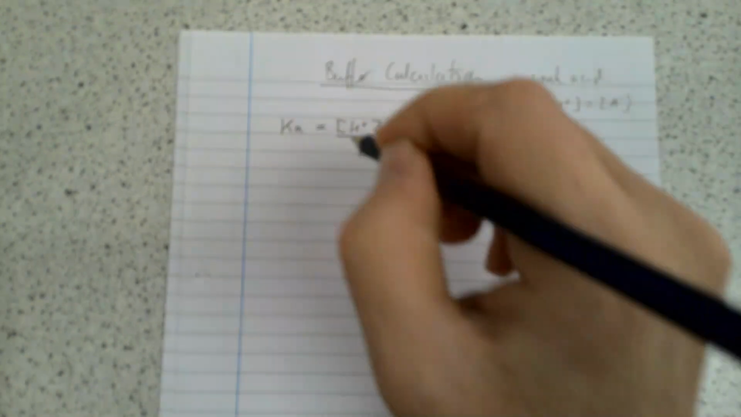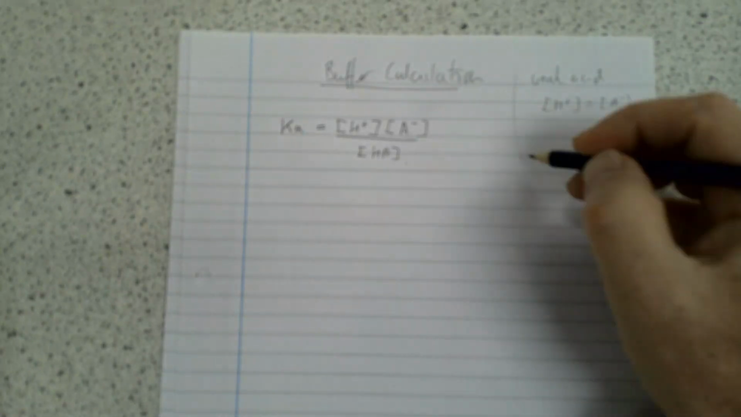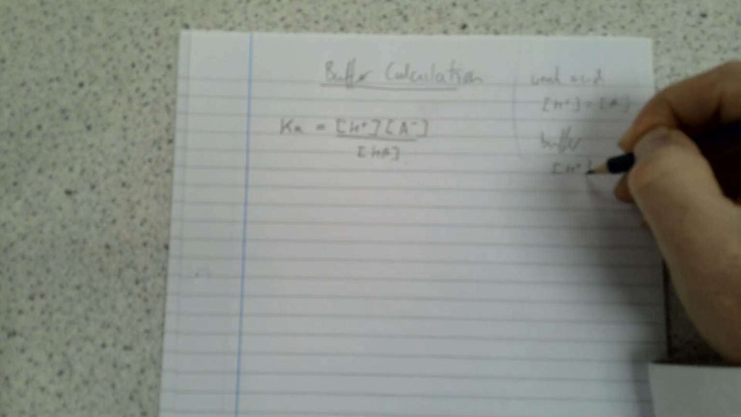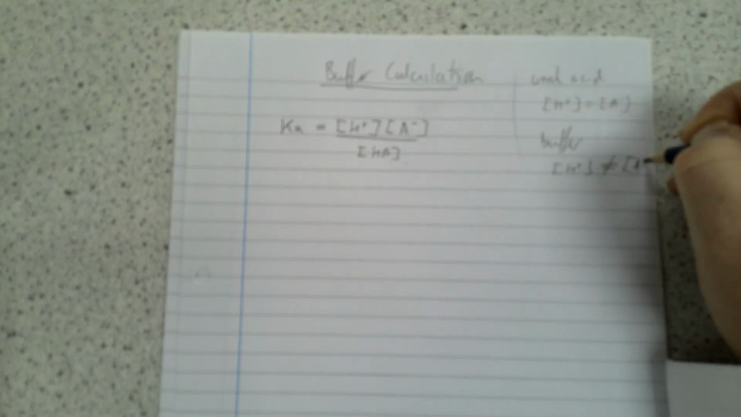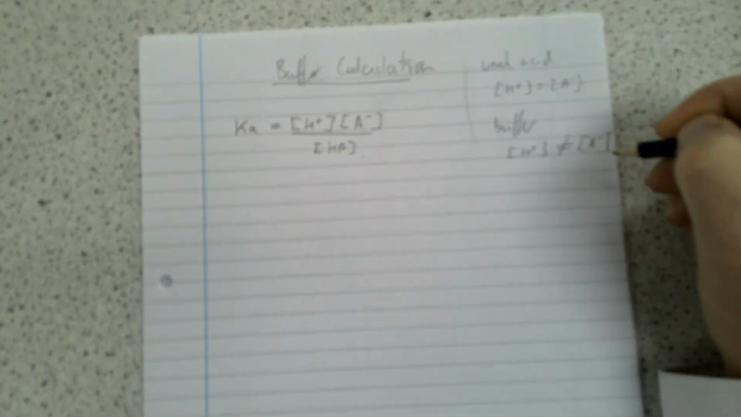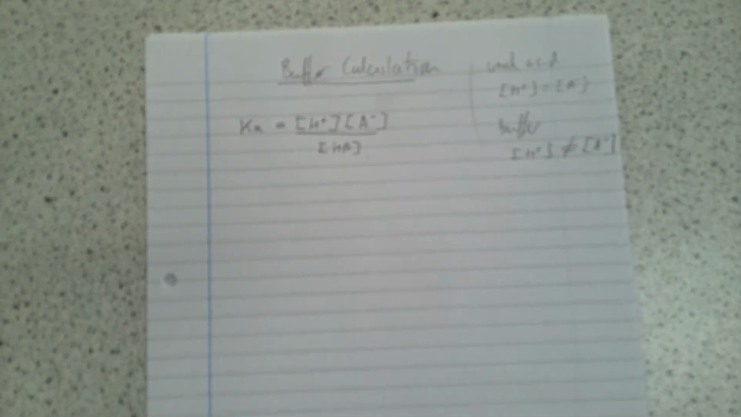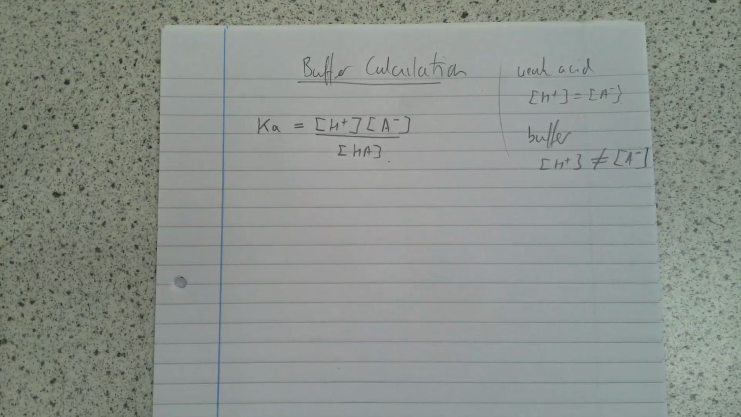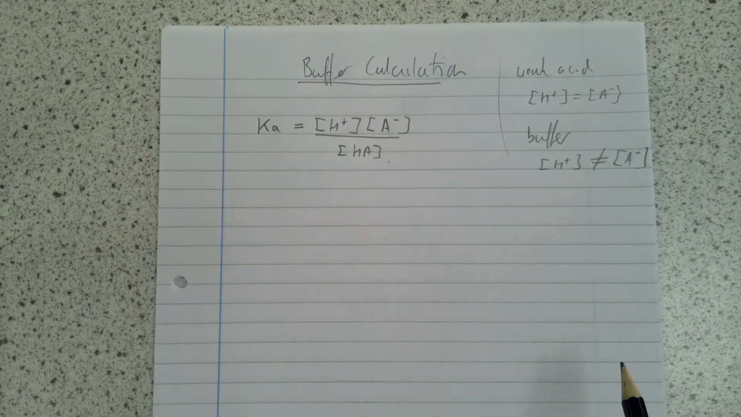But this is not a weak acid now, this is a buffer. So in a buffer, H plus does not equal A minus. So we've got to reset our understanding of how we use this equation. It's not the same as weak acid. Do not get those two things confused.